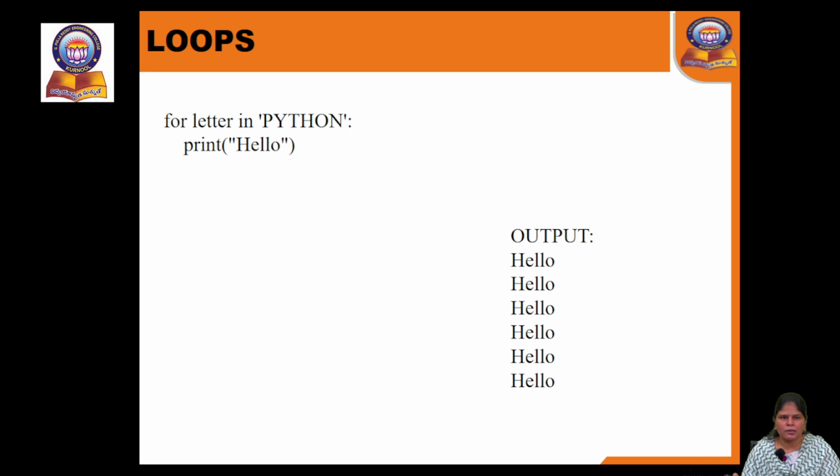So here is a simple example I have considered for letter. This is a sequence, that means a string I have considered here. First, what happens here is the Python interpreter will take the iterating variable as letter and it will initialize it with the P character, right? So if letter equal to P, the condition is true, and it will check P in Python. Yes, it is a member of Python, so it will print hello.